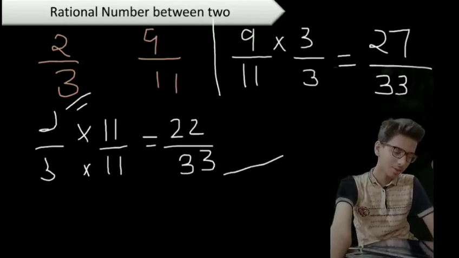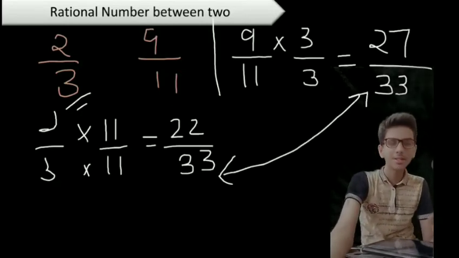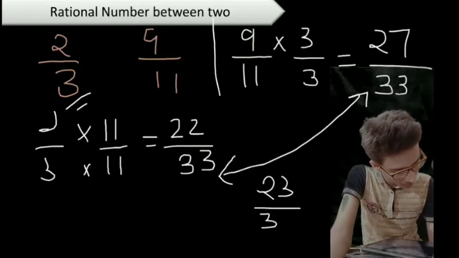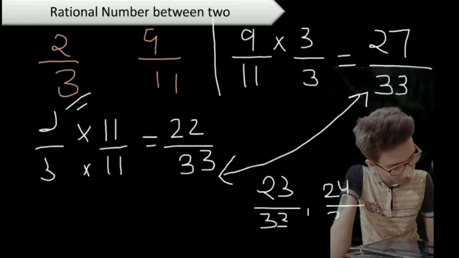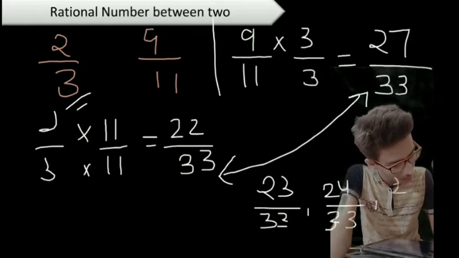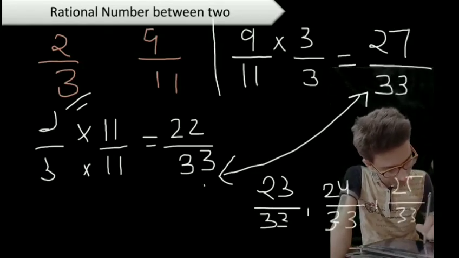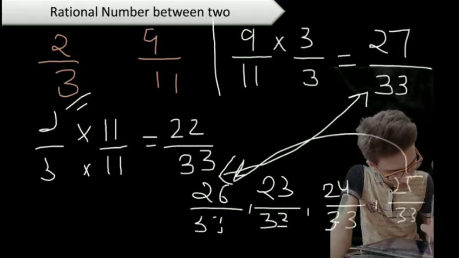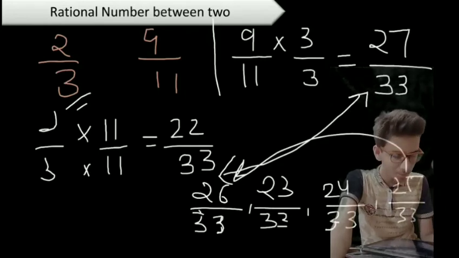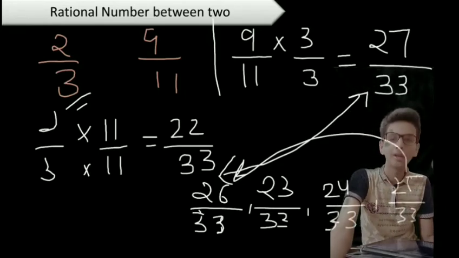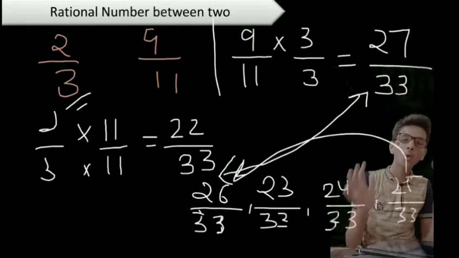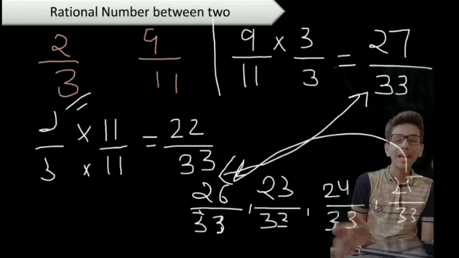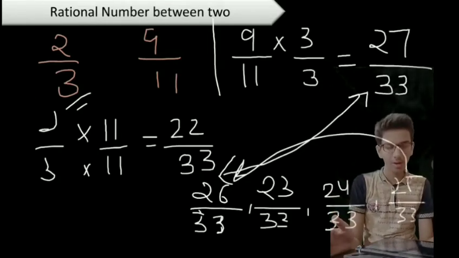So you can see some numbers between these two, right? You can see some numbers between 27 and 22. What are they? 23 by 33, 24 by 33, 25 by 33, and it will be the same space over there. That's why I'm writing over here. 26 by 33. These are the numbers between 22 by 33 and 27 by 33. Are these the only numbers between 2 by 3 and 9 by 11? No, there are infinitely many numbers between 2 by 3 and 9 by 11.